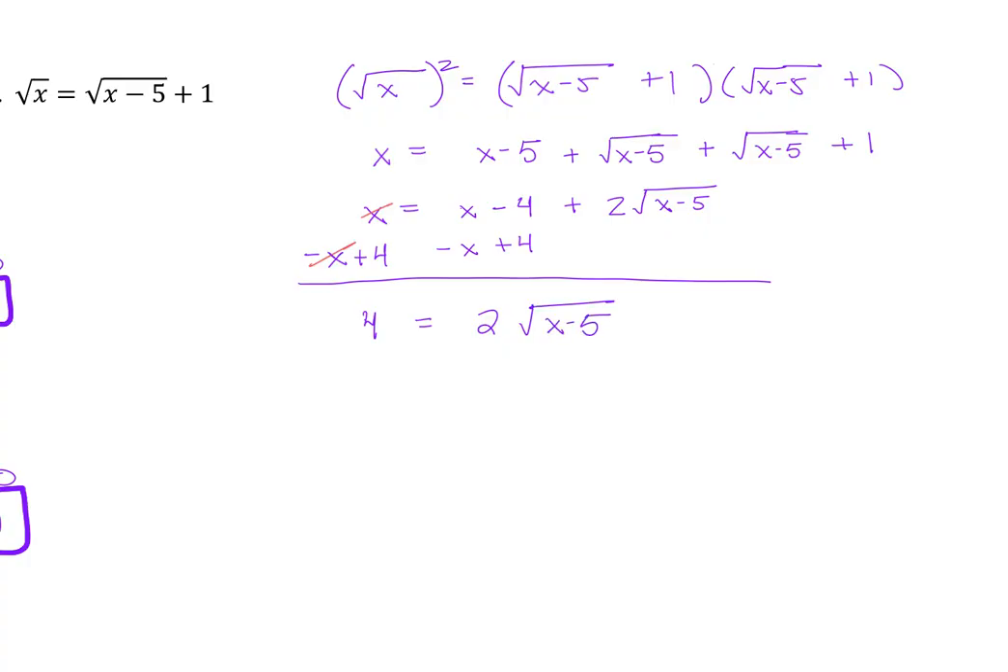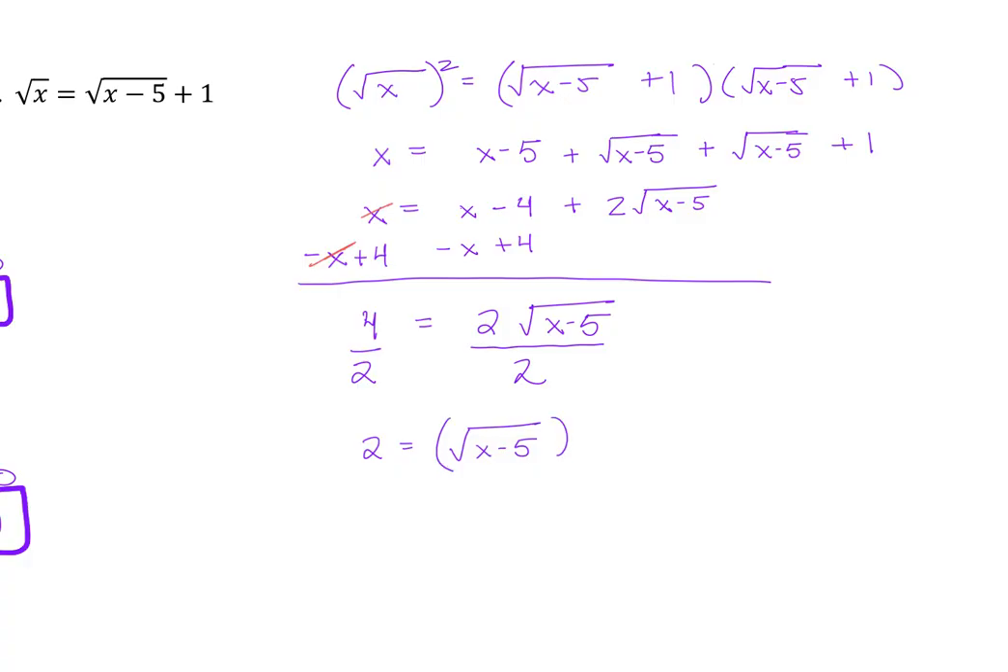And for this one, I am going to go ahead and divide. The main reason is because I can. It doesn't make my problem any more complicated. Dividing by 2, I get smaller numbers. I'm not having to worry about fractions, and so for this one, I am going to go ahead and do that. All right. What we're left with is 2 equals the square root of x minus 5.